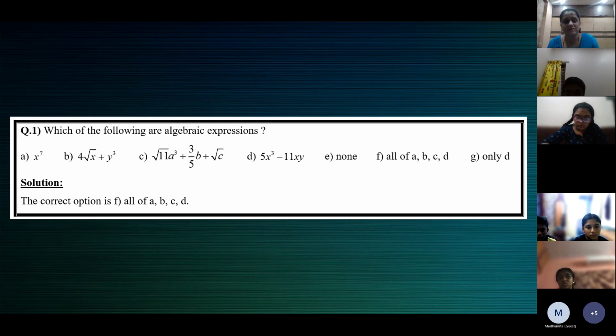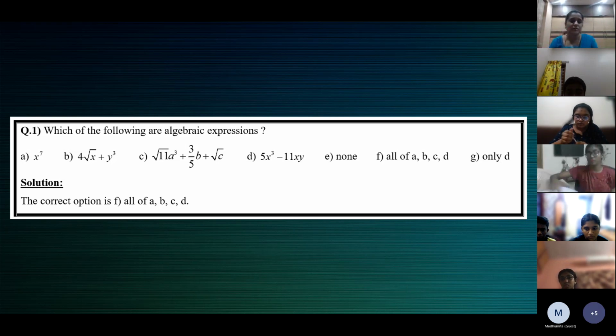Based on degree, the degree is 7. Based on the number of terms, it's a monomial. It is a polynomial because the power of the variable x is a whole number. That's all. Simple. The power of the variable x is a whole number. So it is a polynomial. Is the expression in B a polynomial?